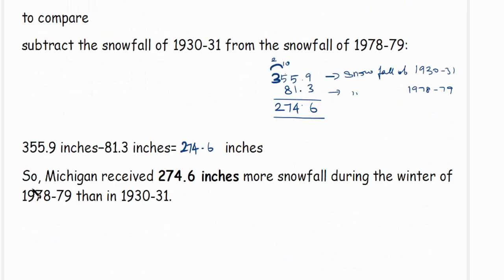Yes, correct. So Michigan received 274.6 inches more snowfall during the winter of 1978 to 79 than in 1930. So this is the solution.